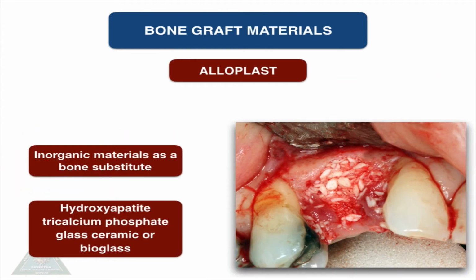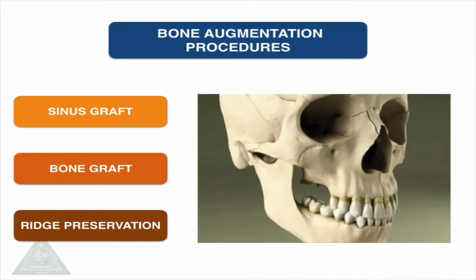Alloplast is an inorganic material used as a bone substitute. The materials used are hydroxyapatite, tricalcium phosphate, glass ceramic or bioglass. Now we shall move on to bone augmentation procedures. The first is the sinus graft, the second is the bone graft and the third is ridge preservation.